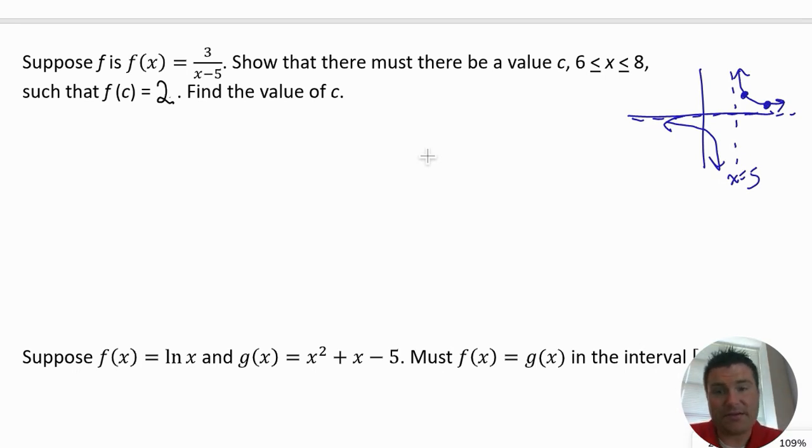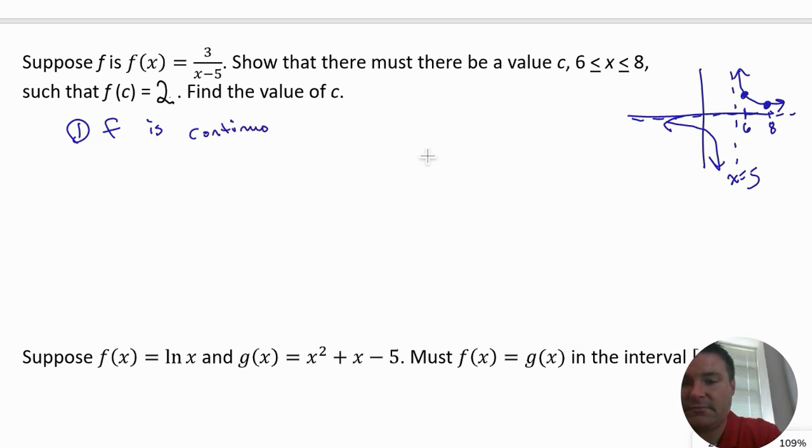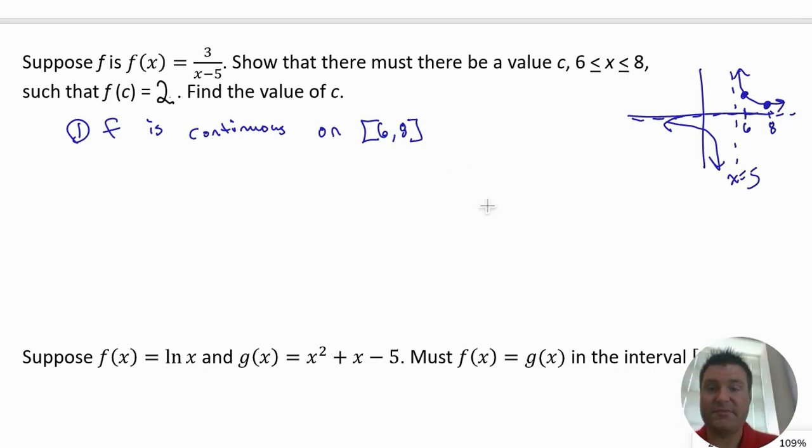Really, I'll take anything. So I have my 2 points here at 6 and here at 8. And between those 2 points does 2 occur? So first off, let's go ahead and state that f is continuous on my interval from 6 to 8. And that actually is true. You need the interval there because we're not continuous at 5. It's got a vertical asymptote there. But it is continuous from 6 to 8.